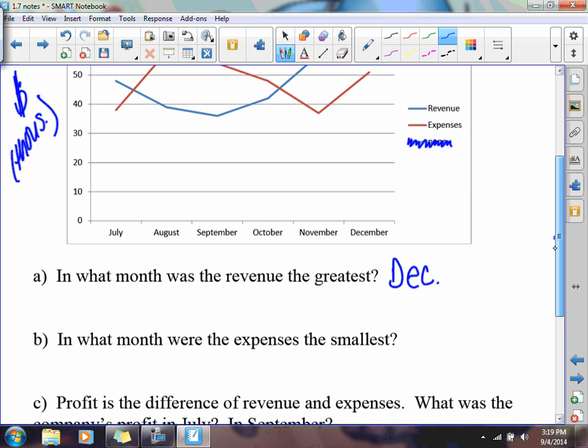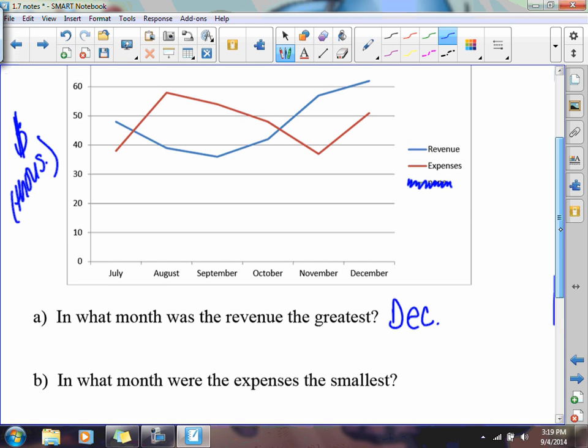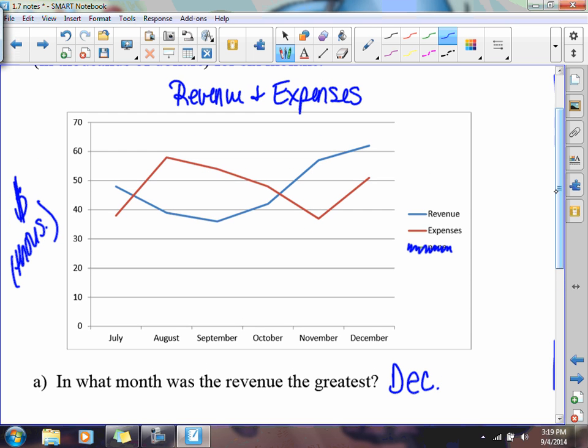And part B says, in what month were the expenses the smallest? Okay, so we're being asked about the expenses, and we want them to be the smallest. So we're looking at the red line, and we want to see where it is the smallest. And it looks like it might be a tie between July and November. And they're not super clear on their actual values, and we would be estimating a little bit.